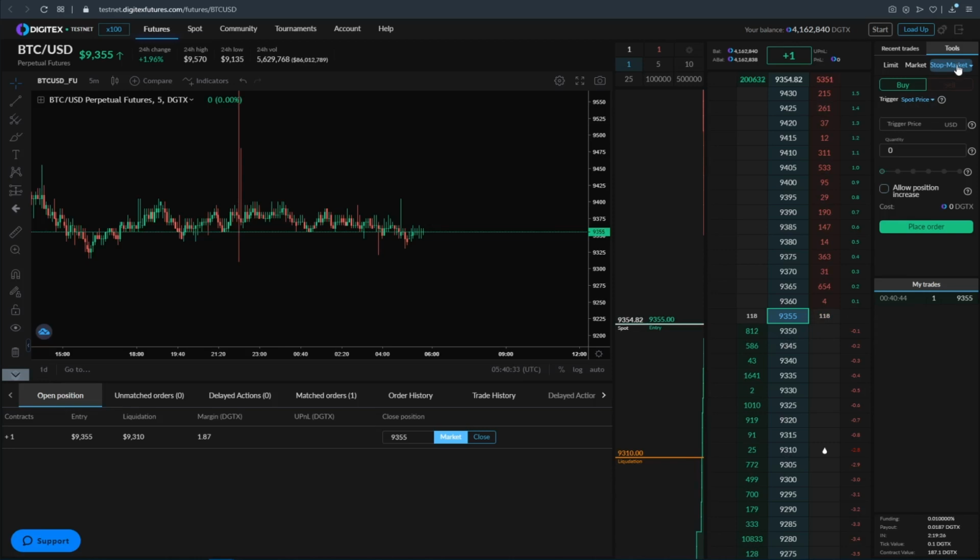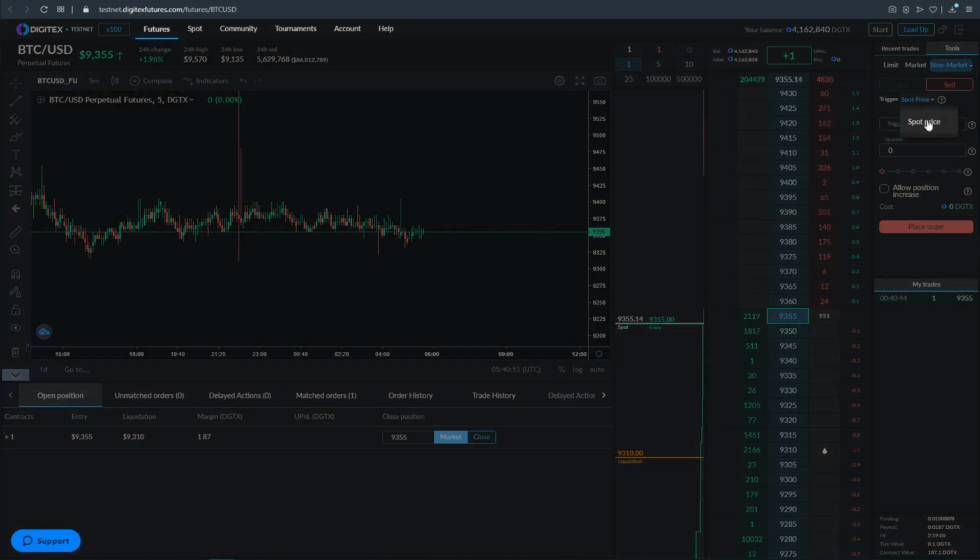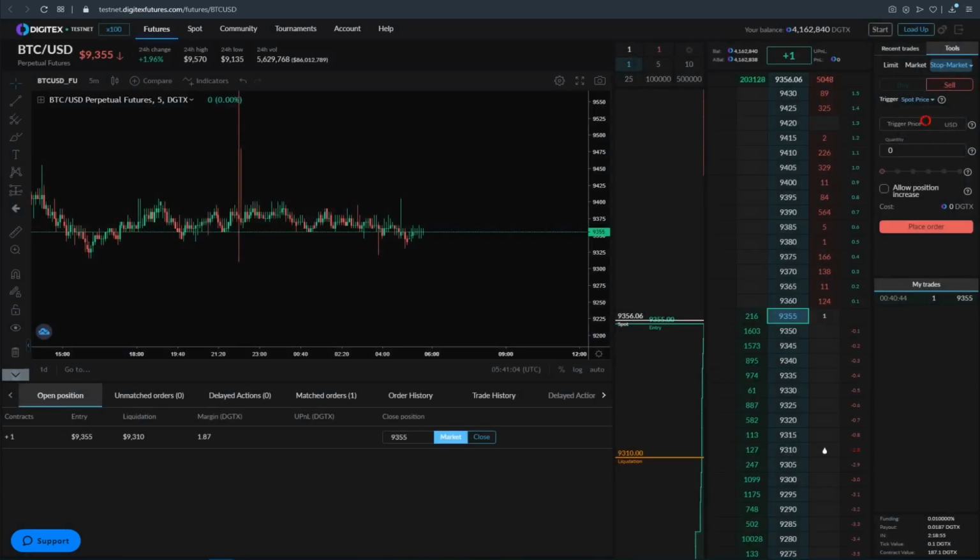So when we go up here at the stop market that we have, I'm in a long position of one contract, so my stop needs to be a sell order, so I need to click right here at sell. And then the next thing you'll see is the trigger. So what do you want to be the trigger for the stop loss? And so you have only one option right now, and that's spot price. Eventually there's going to be futures price added, so instead of the spot price being what triggers your stop loss, it can be the futures price. But right now we have to select spot.